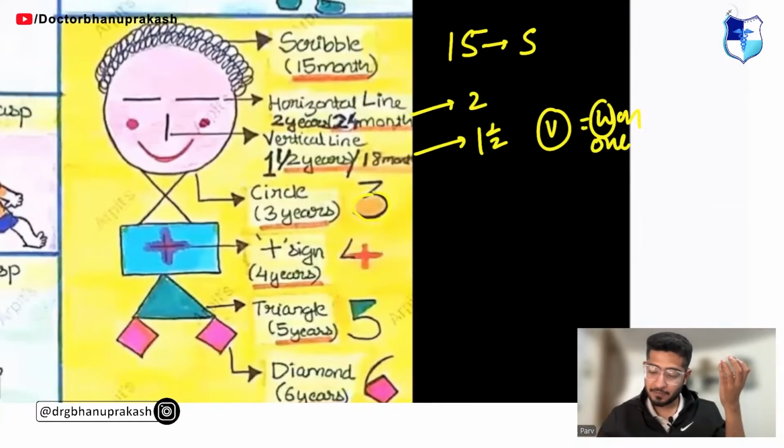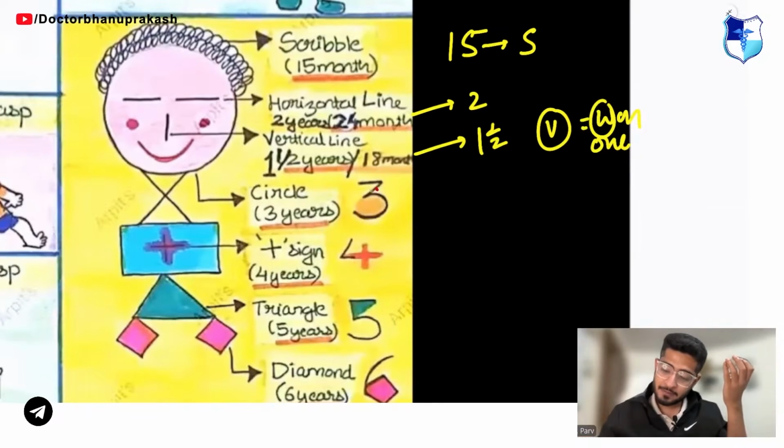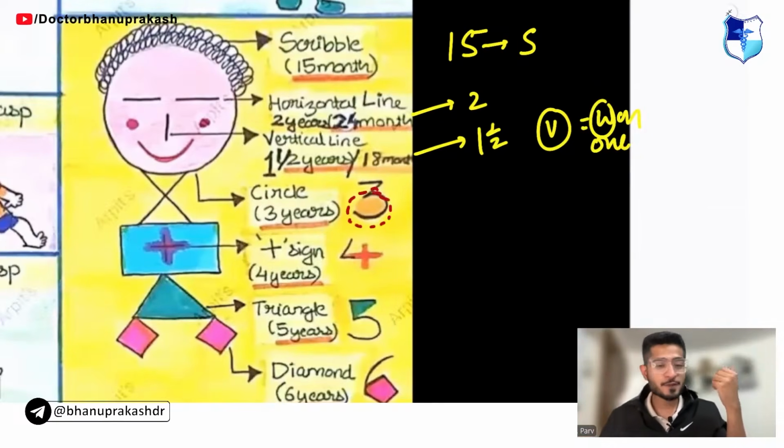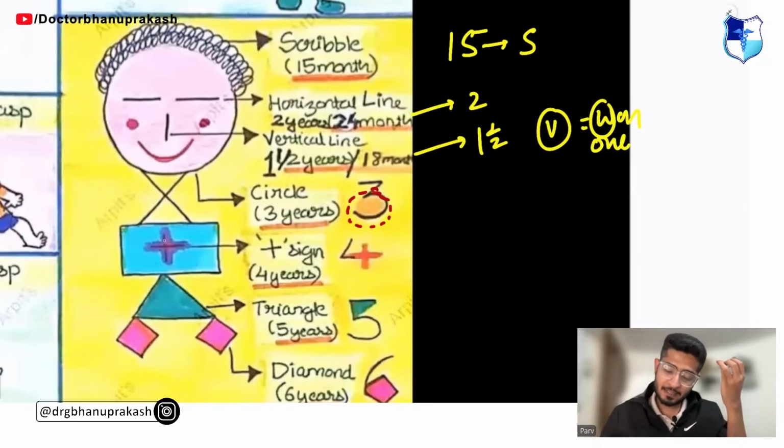Okay, circle is actually 3. You can see here we can have a circle here also. So this is circle. Then of course you will be having what? This is a plus sign. Can you see this is a plus sign? So plus sign is going to come at 4 years. So at 4, this is how we write 4. So this is a plus sign.